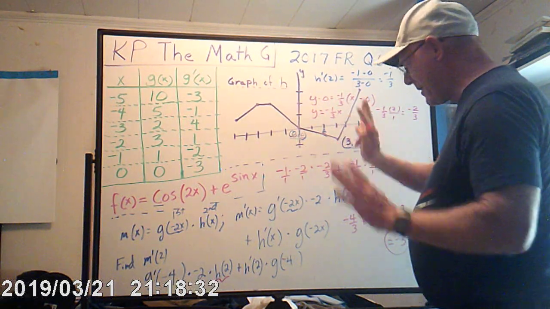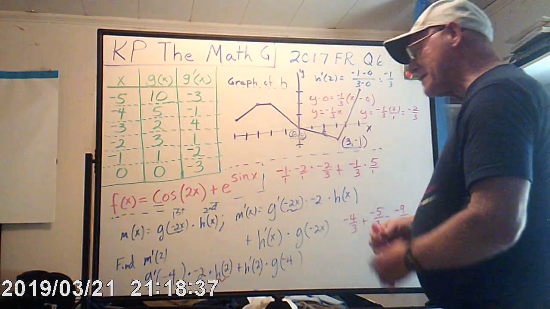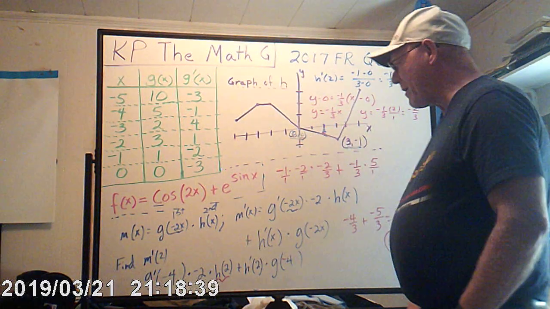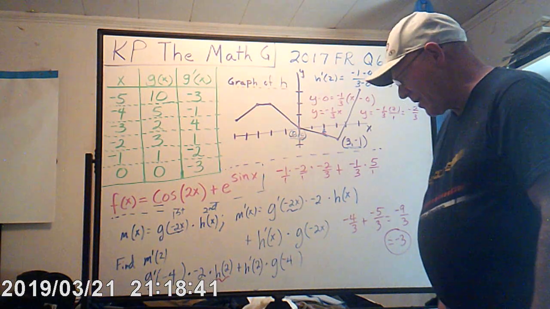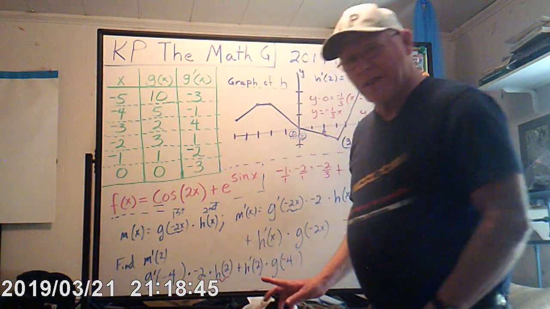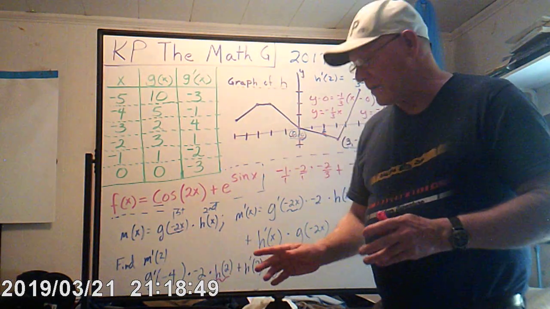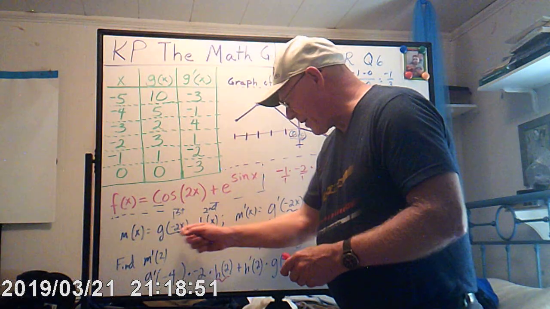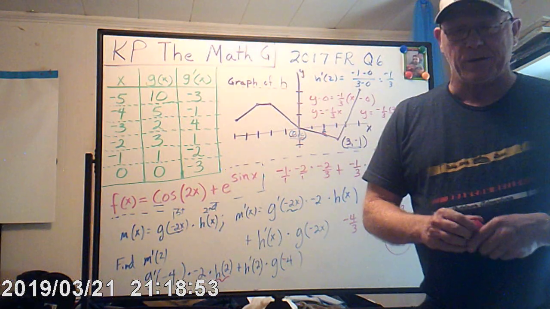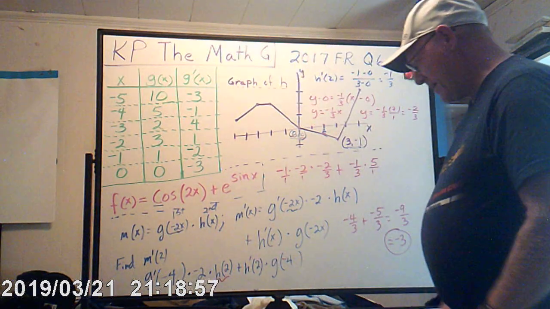0, 0 is as good as any. You could have used 3, negative 1. You would have gotten the same answer either way. But you got to know this combination of product rule, chain rule, and product rule together. You've got to be able to do that.